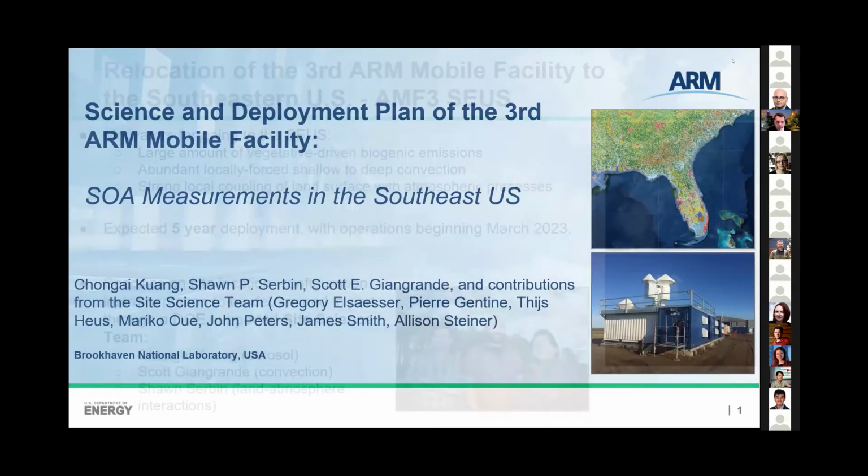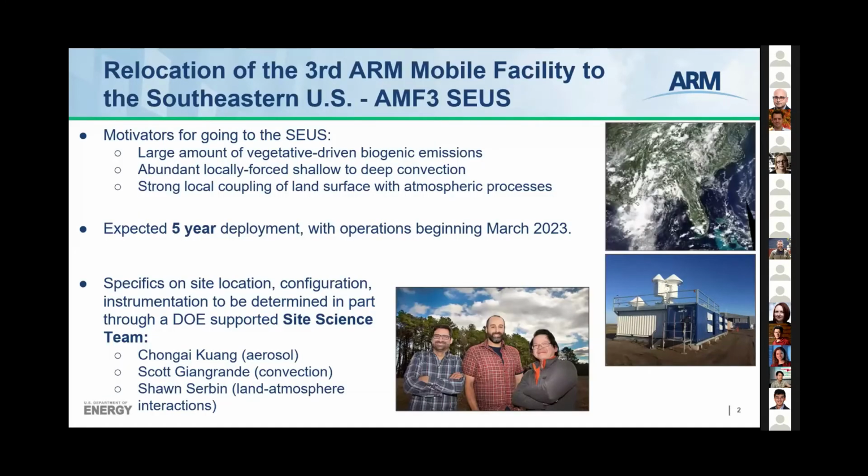So a little bit about why the Southeast US. In 2018, DOE held a workshop where they identified the Southeast US as a priority region of interest for a mobile facility deployment because of a large amount of vegetative-driven biogenic emissions in the region, abundant locally forced shallow to deep convection, and a strong local coupling of land surface with atmospheric processes. So we expect a 5-year deployment, with operations beginning in March of 2023.